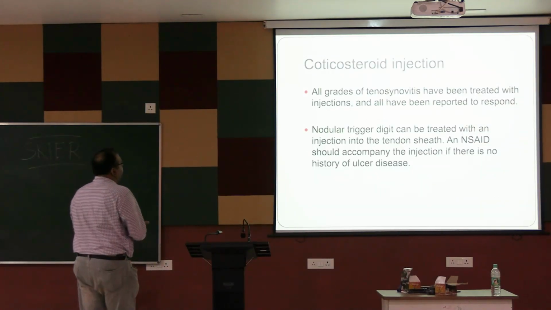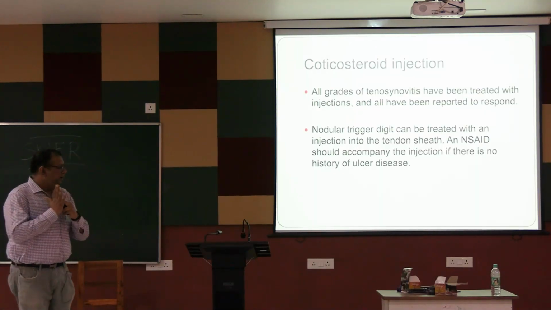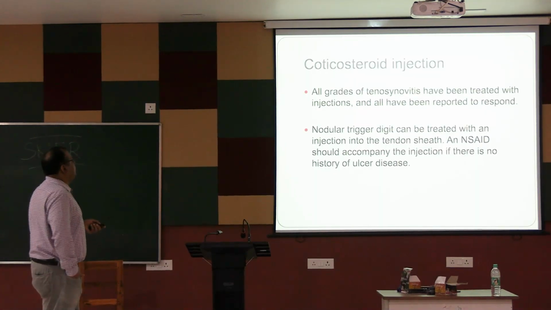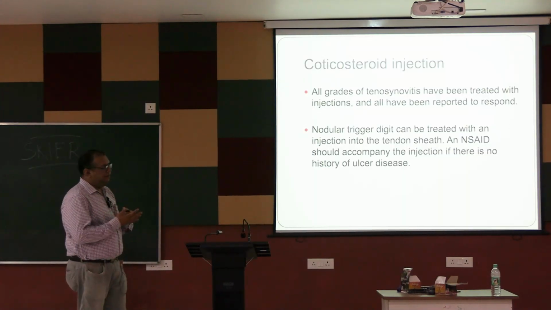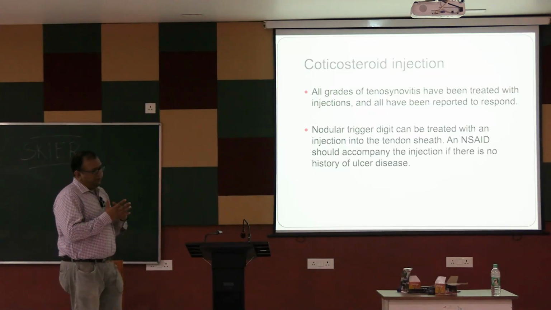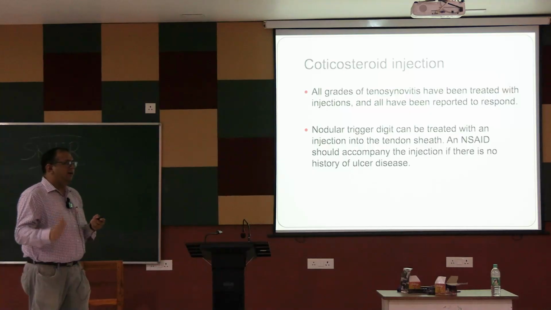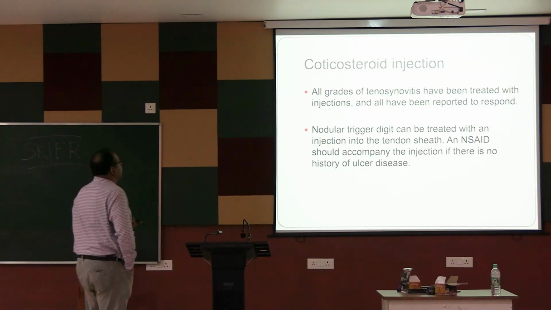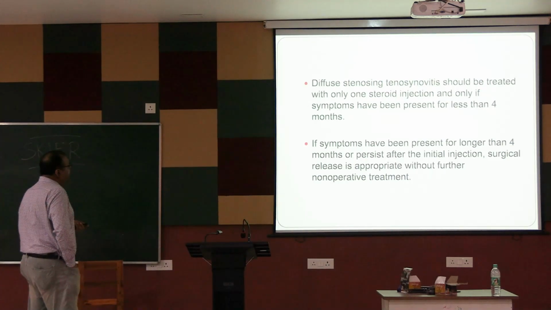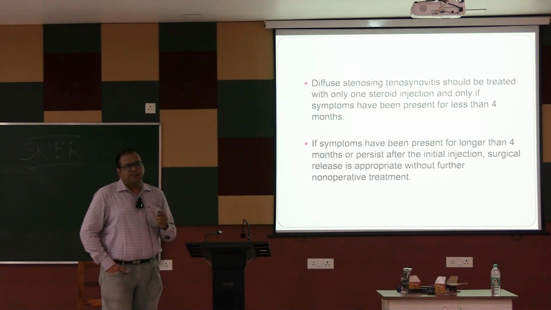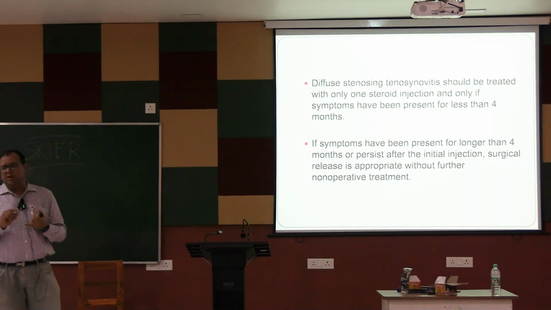Corticosteroid injection, like in carpal tunnel, we need to inject at the site of the lesion, that is the A1 pulley. All cases of tenosynovitis have been treated with injections and have been reported to respond. If you give an injection, it causes instant relief to the patient, and you can immediately see the finger getting extended. And if symptoms have been present for longer than 4 months or persist after the initial injection, surgical release is important.